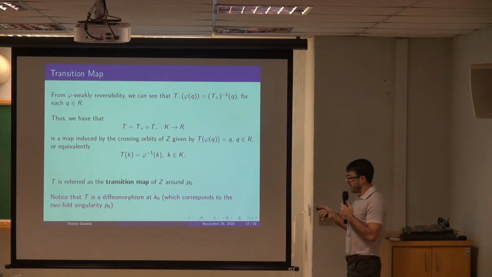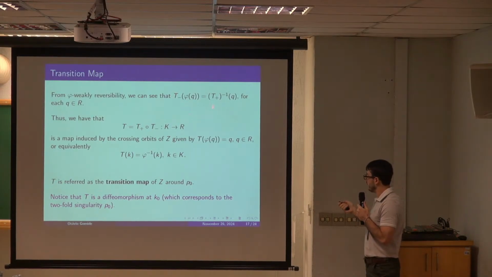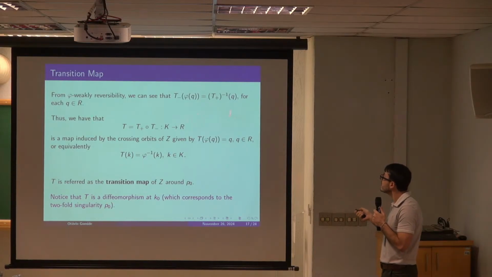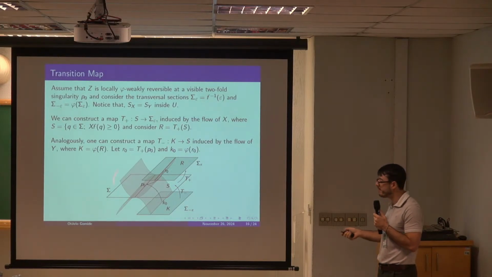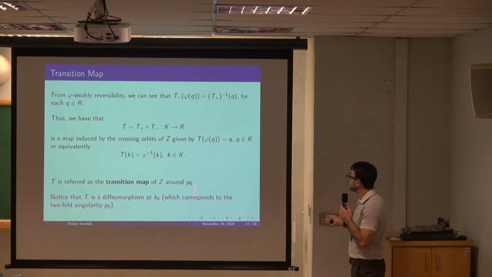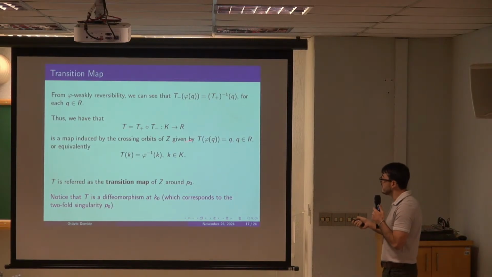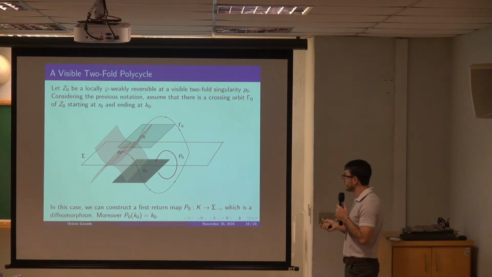And now we use the phi weak reversibility. In this case, T minus composed with phi is equal to the inverse of T plus. So when we consider the composition, which is what we are referring to as the transition map, we have a nice thing happening. We have that this map is induced by the crossing orbit gamma 0, which starts at R0 and finishes at K0. So we have this beautiful connection here.